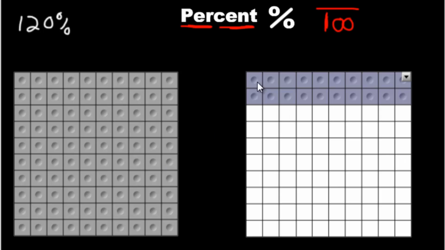We've got 120% right here. This is 20 out of 100. That's 100. 20%. We can show it like this. This is 100%.